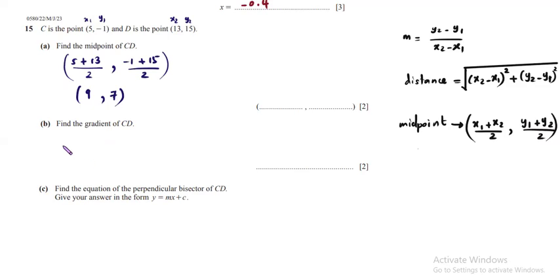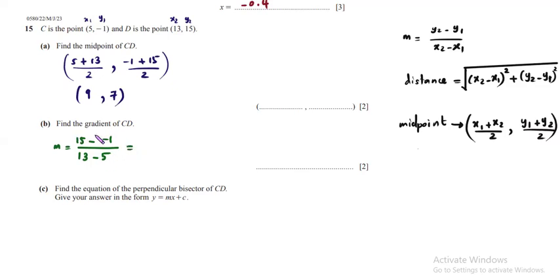The next question is to find the gradient of CD. So we are going to make use of the gradient formula, which is y2 minus y1 over x2 minus x1. So in this case, to calculate the gradient, I'm going to use the coordinate points we have already labeled. So y2 is 15. I need to subtract y1. y1 is negative 1. So it's going to be 15 minus negative 1 over, I'm going to write the x values. So x2 is going to be 13 minus 5. The value of x1 is 5. So this is what I need to write. I'm going to solve this.